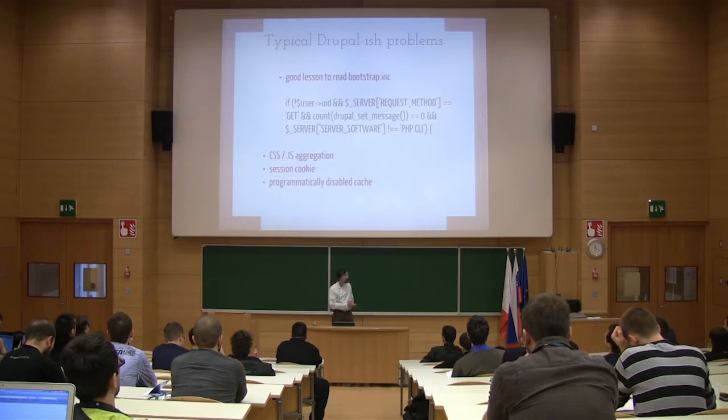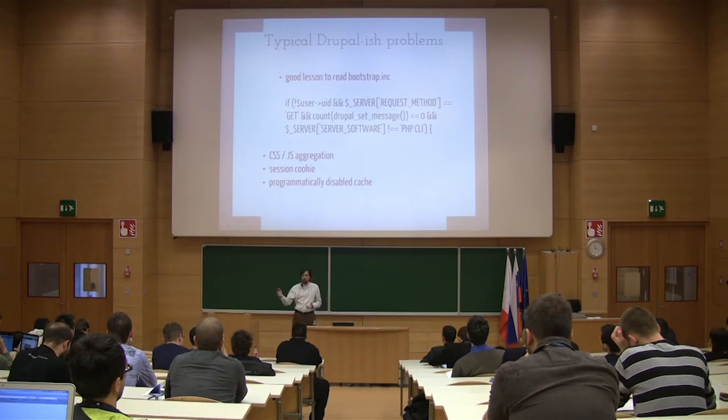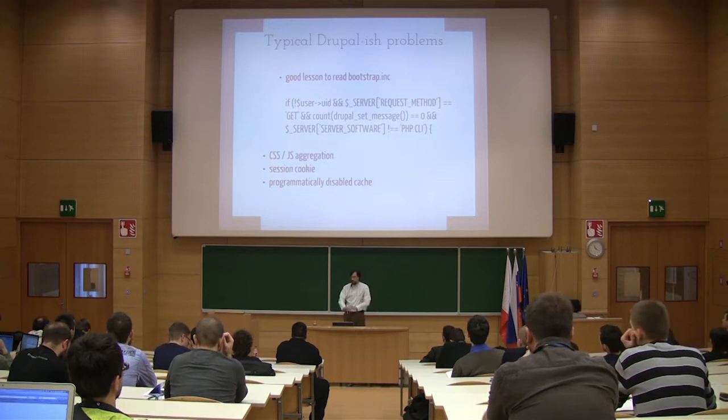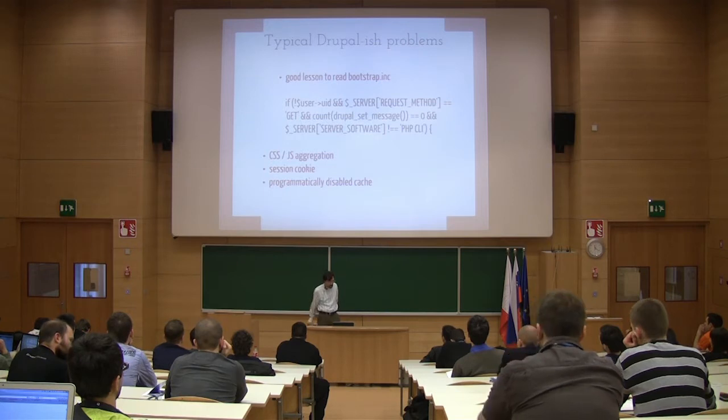If we have a session cookie, yes, even for an anonymous user, it can happen. In Drupal 6, it's very easy to break the caching for anonymous users. In Drupal 7, it's harder, but it's still possible. Modules can programmatically disable the cache. Those are just a few examples of typical Drupalish problems.